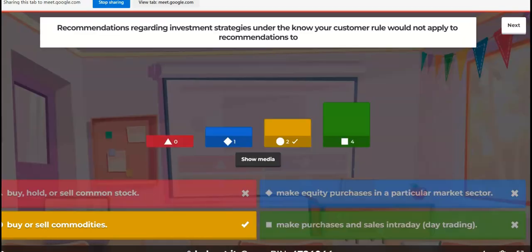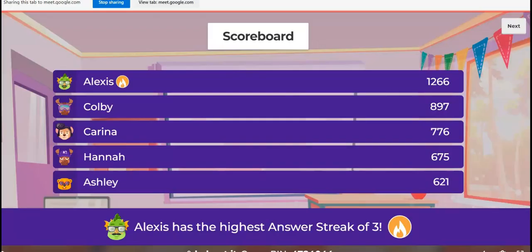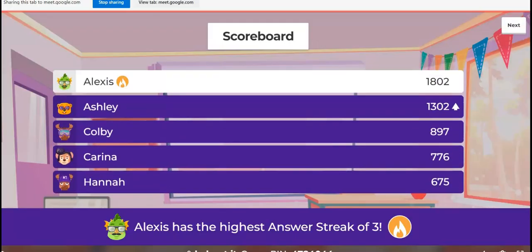Okay, very good. I know this was a little difficult one because you might not have heard much about buying or selling commodities, but this is a test about securities. These are securities recommendations, and commodities are not securities. Therefore, this rule does not apply. Different rules might apply, just not this particular one. All the others do have to do with know your customer, including day trading. All right, Alexis is three in a row, and Ashley just moved up some serious points here.